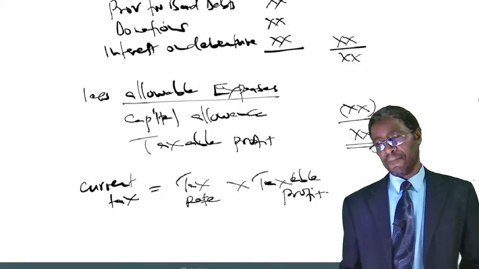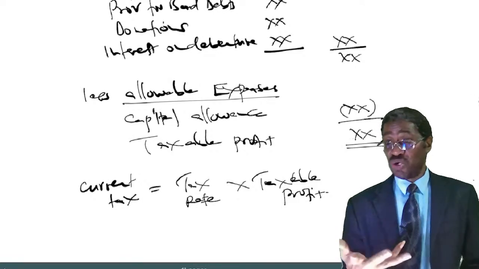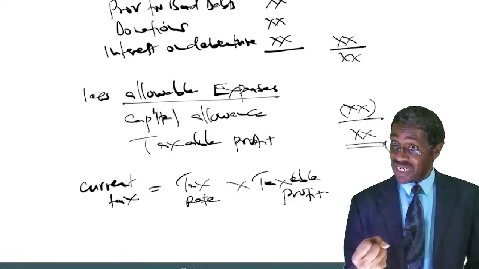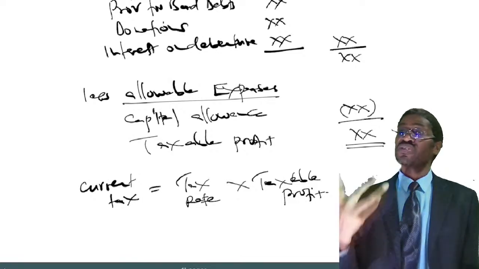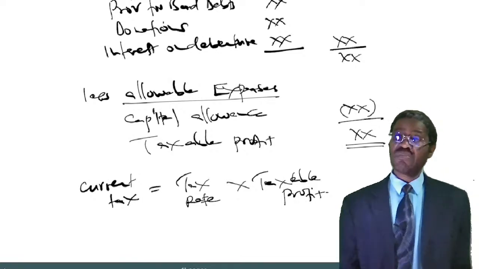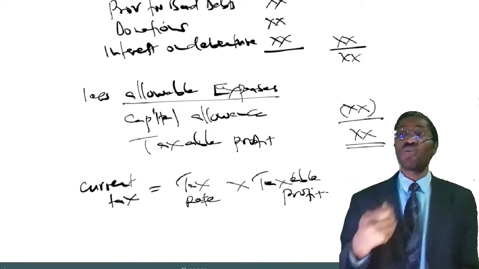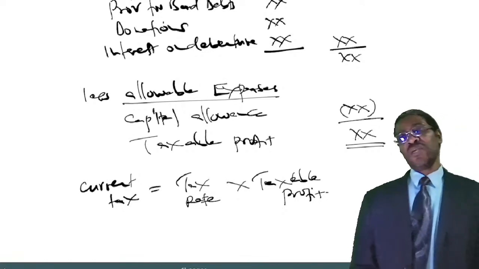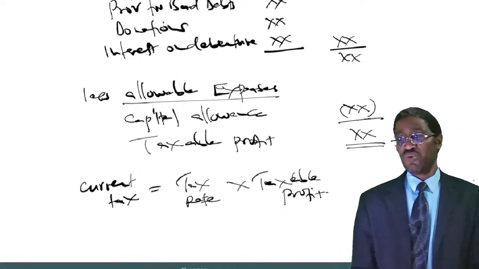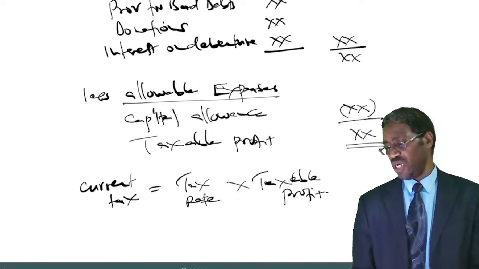Good. So finish. Now I develop the topic. Now you know how to compute the current tax. You compute first the taxable profit. Once you compute the taxable profit, it is that profit that you will base on to compute the current tax. Good. So finish now. We want to move on.